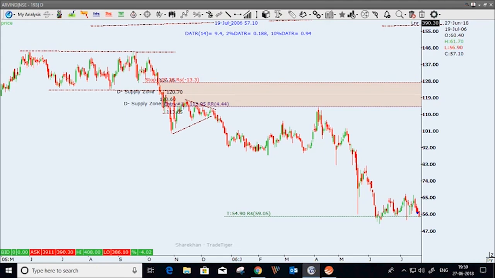What is this, friends? Is it a sideways movement? Is it a symmetrical triangle? Is it a pennant? Is it a distribution, redistribution? What is it? Yes, symmetrical triangle, correct. What else?